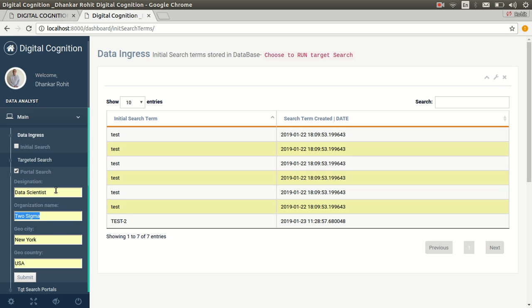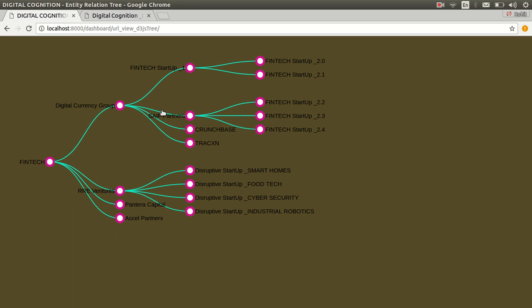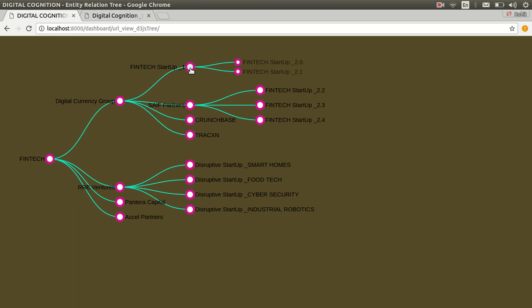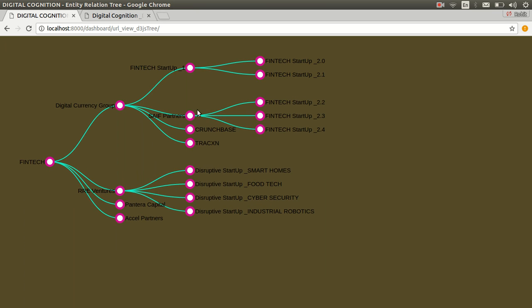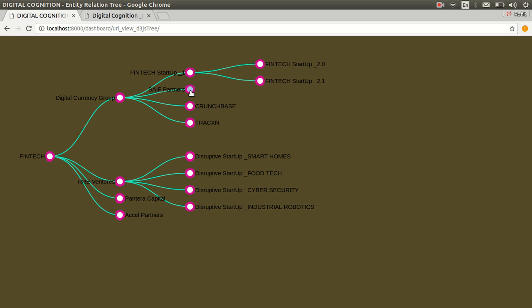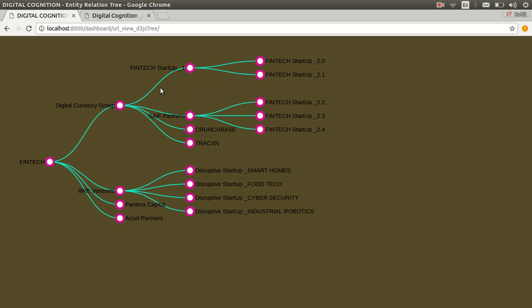Who are the folks who come into 2 Sigma as a data scientist? When they move out from 2 Sigma, where do they go? And that's how I create this relationship. I want to end up creating this relationship between organizations, not only on the basis of a certain organization being funded by a certain agency.